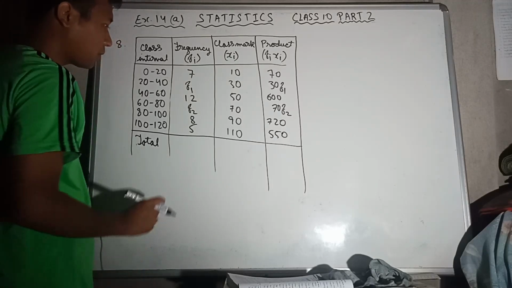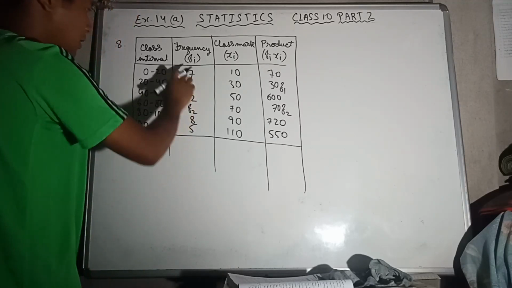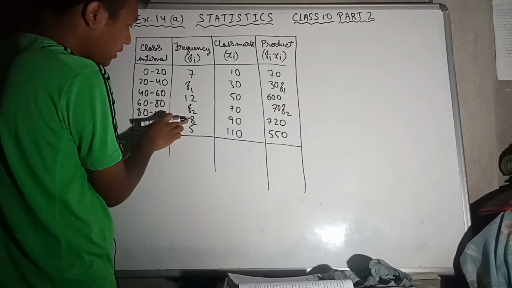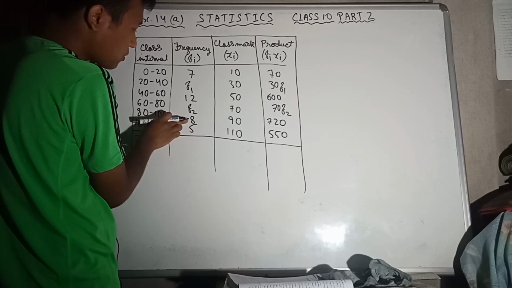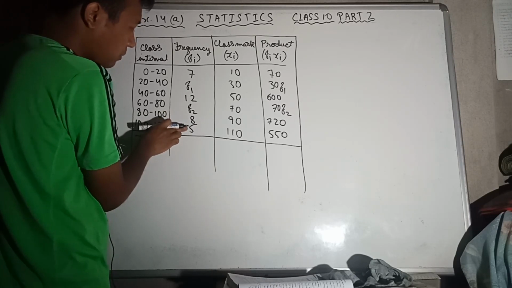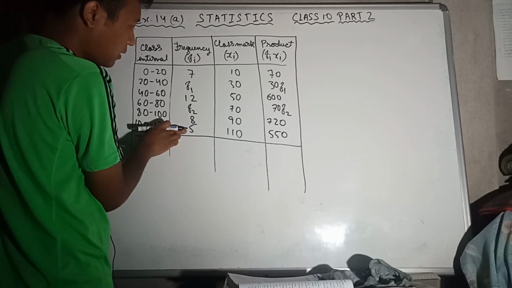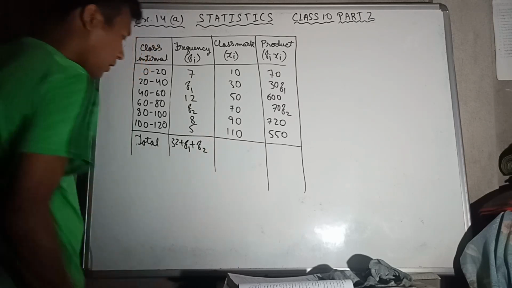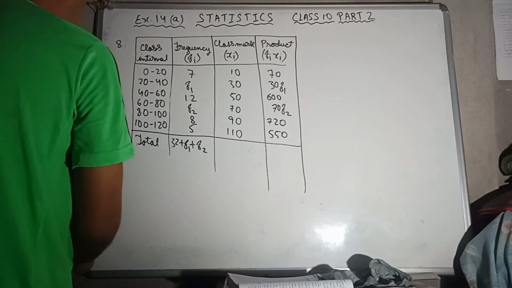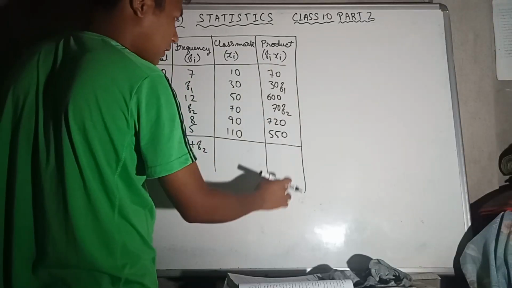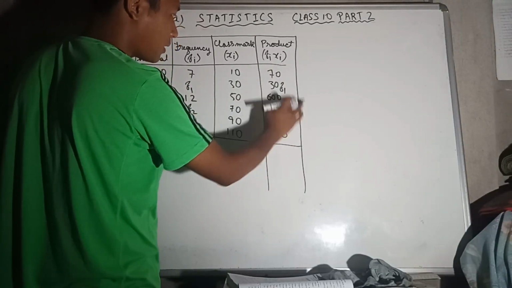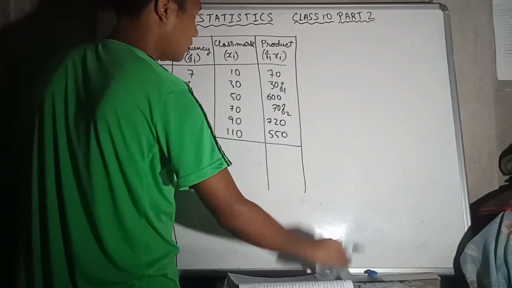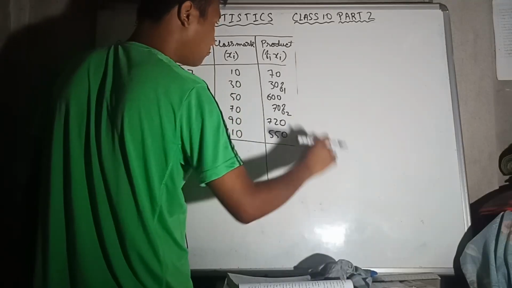So the total. 7 plus 12 is 19. 19 plus 1 is 20, plus 7 is 27, plus 3 is 30, plus 2 is 32. So the total is 32 plus f1 plus f2.